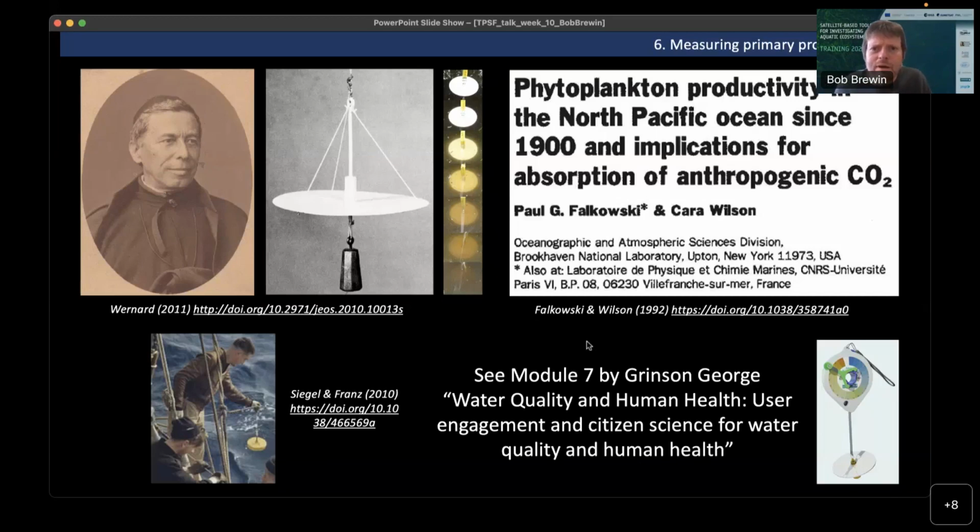The paper I just pick out here by Falkowski and Wilson in 1992, which was sort of a response to an earlier paper suggesting that the phytoplankton productivity was increasing in the North Pacific, and they studied the Secchi depths from a long time series and found that actually they weren't seeing any significant changes in Secchi depth, implying that the productivity in the North Pacific wasn't changing drastically. So a link there to some of the earlier work that was taught in this training module.